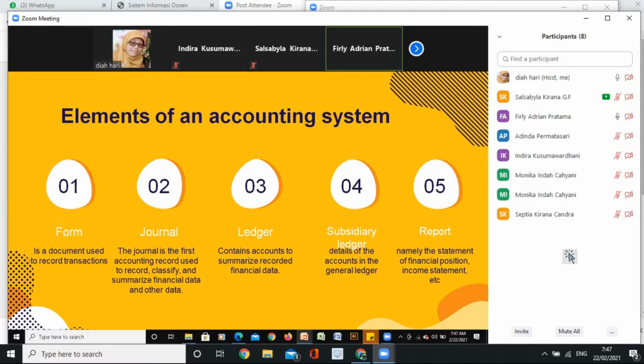And the last is report. The contents are a statement of financial position, income statement, a report on changes in retained earnings, a report on the cost of goods manufactured, a marketing expense report, a report on cost of goods sold, a list of accounts receivable to be paid, a list of slow selling inventories. Okay, next.